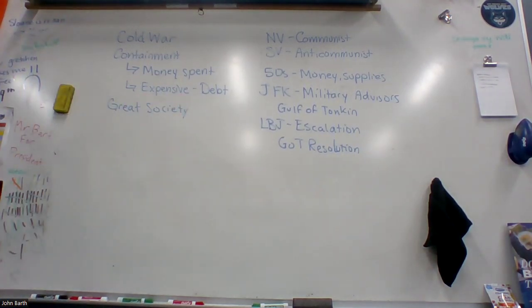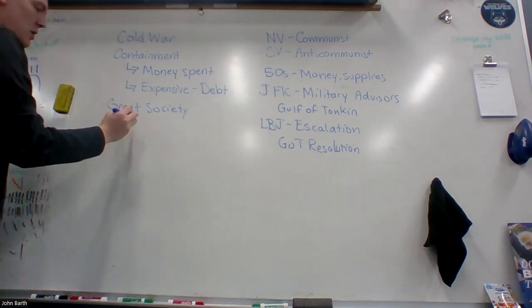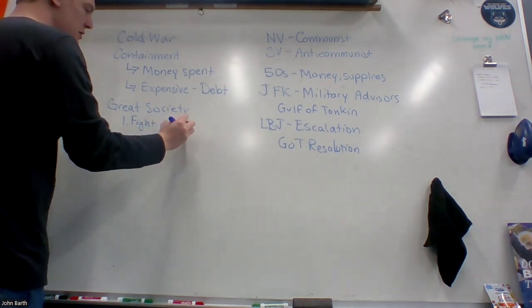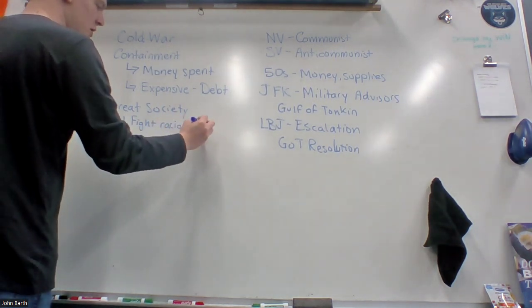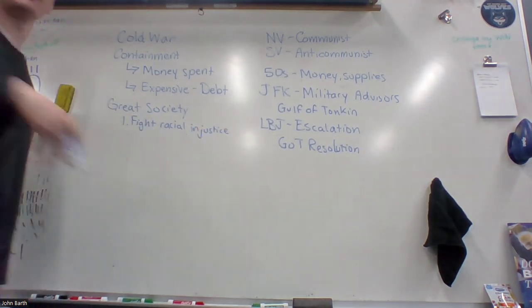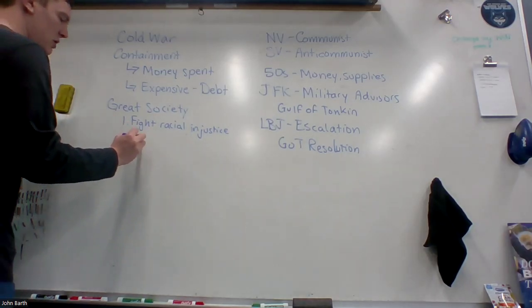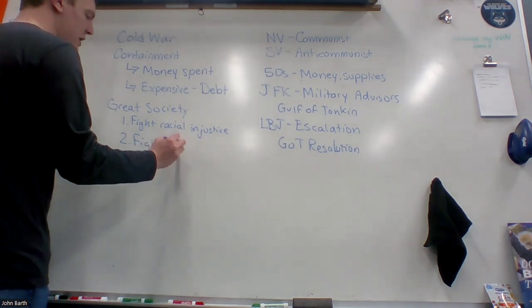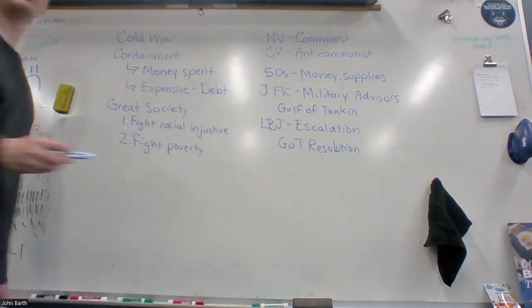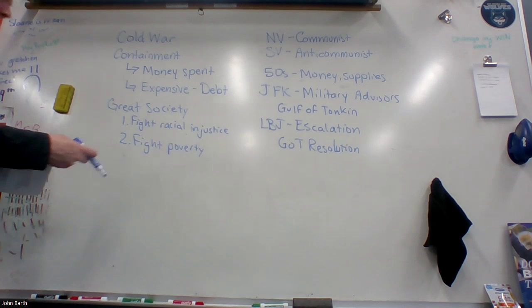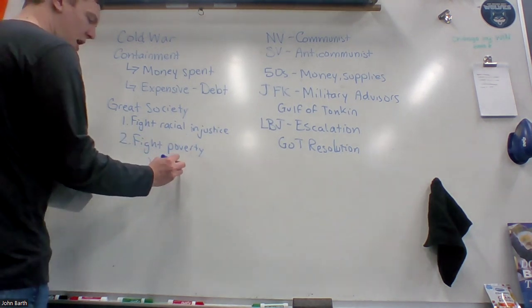Okay, so Great Society had two goals. One, fight racial injustice. So a lot of the things we talked about in the last unit, like the Civil Rights Act, Voting Rights Act, that's part of the Great Society. But also fight poverty, right? Over a fifth of Americans are impoverished. And so his programs are going to try to help them, right? It's a war on poverty.